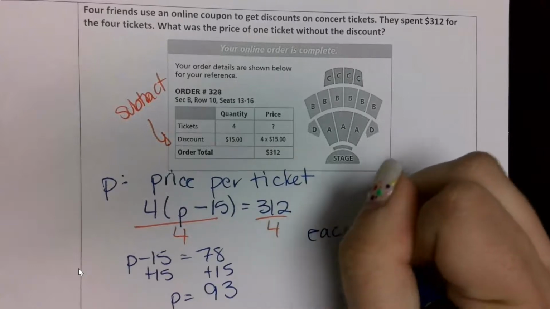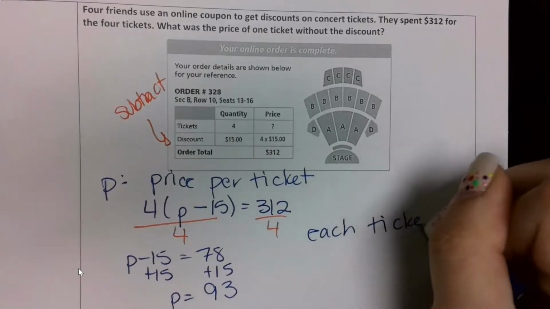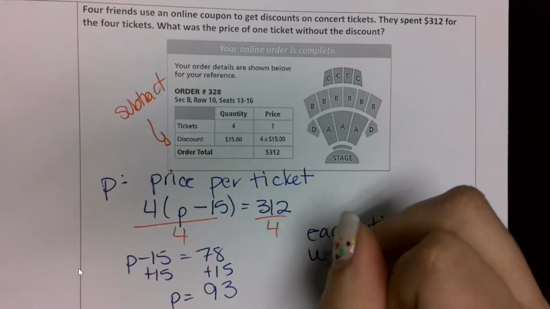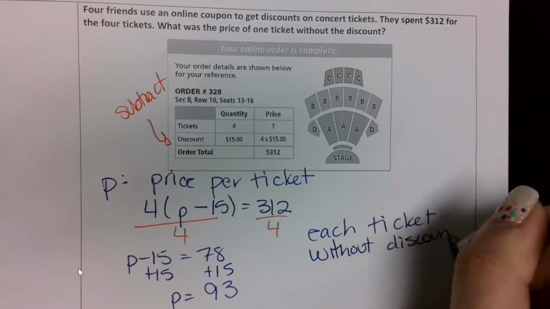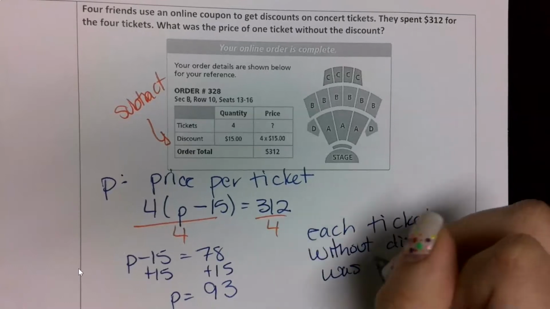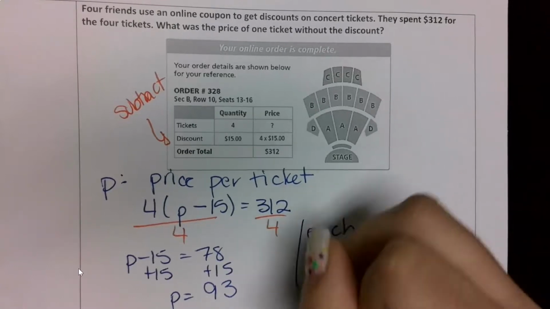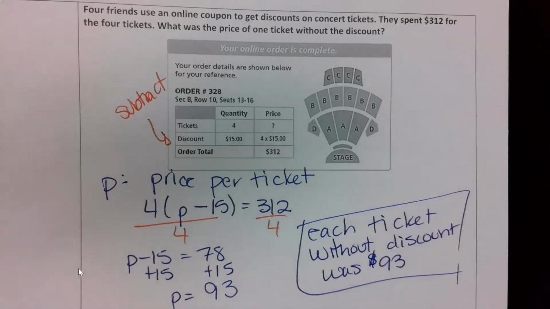So each ticket without the discount was $93. So, same thing. You can go ahead and try the next problem. You should get 57 for the original price.